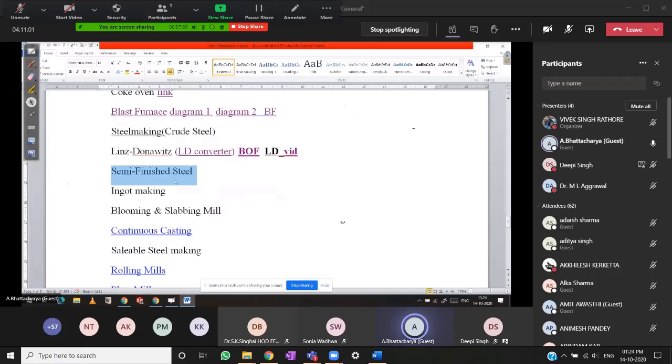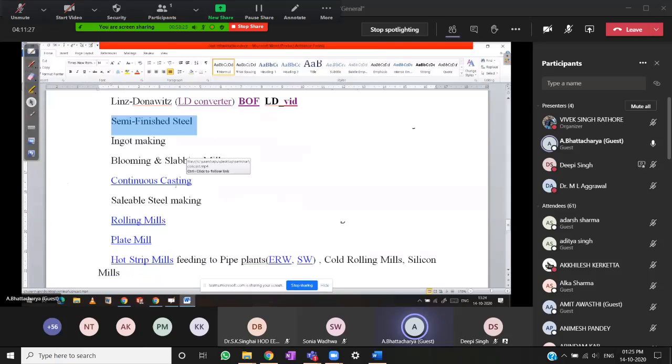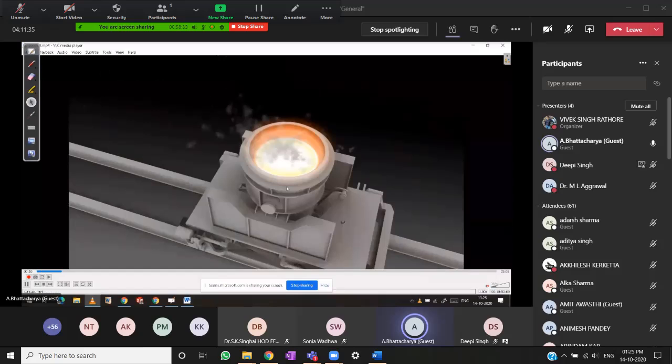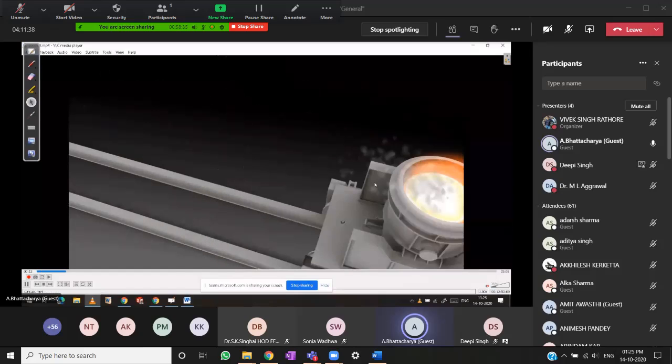Now there are methods like ingot making, big mill. Then the recent method of converting the raw steel, that is liquid steel, into semi-finished steel is casting. Now continuous casting, I will show you what is continuous casting. See the steel is poured into this ladle, that is, the hot steel has come from the LD vessel.